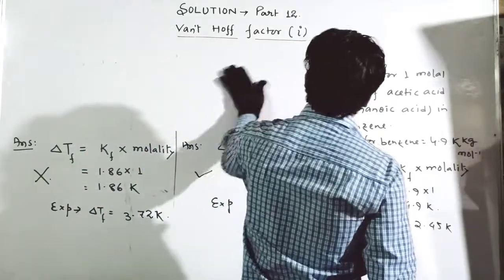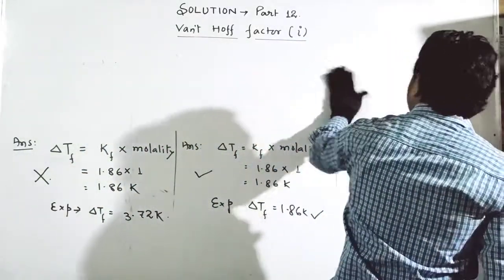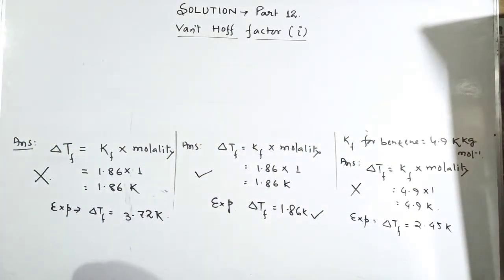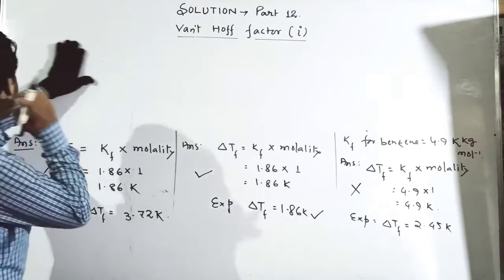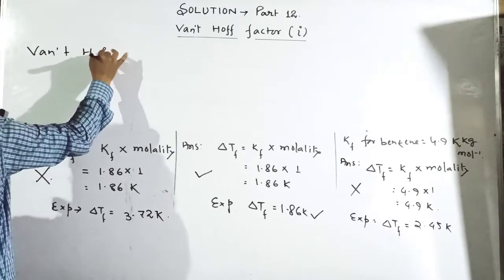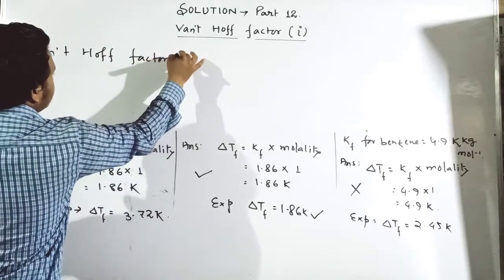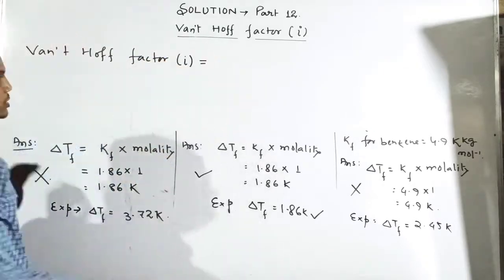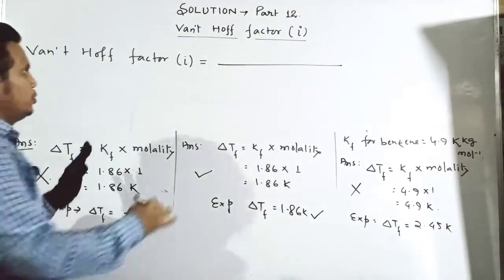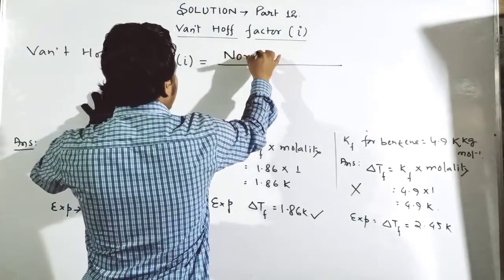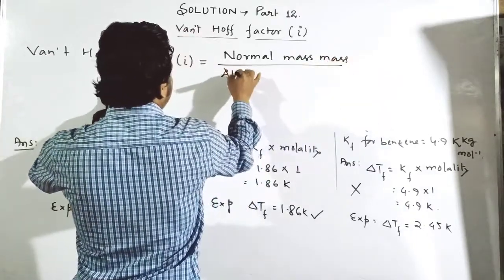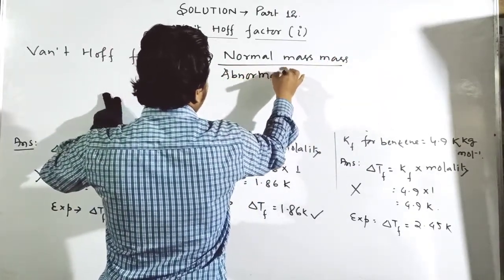Now see, the van't Hoff factor. What is its definition? First let us take the definition, then we will discuss. The van't Hoff factor is denoted by i, and it is defined as the ratio of normal molar mass divided by abnormal molar mass.